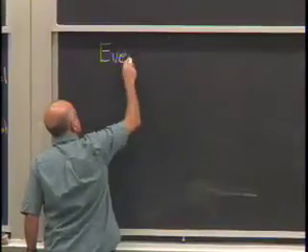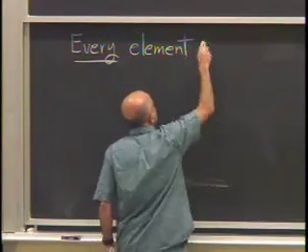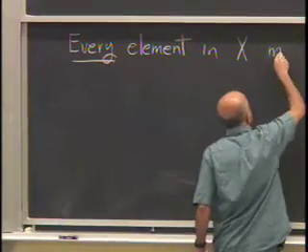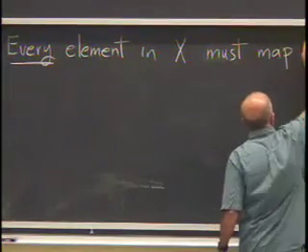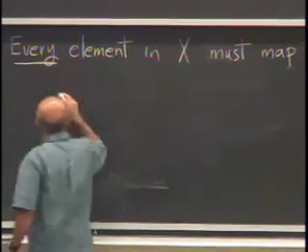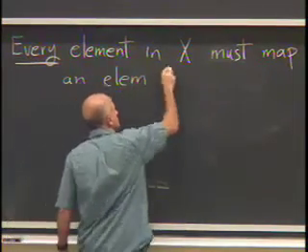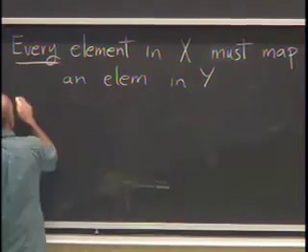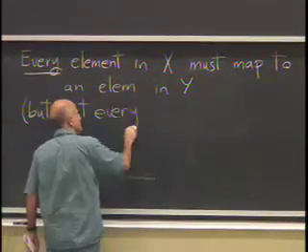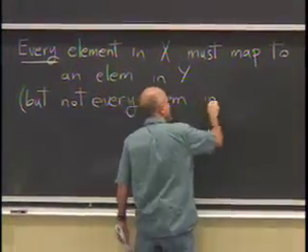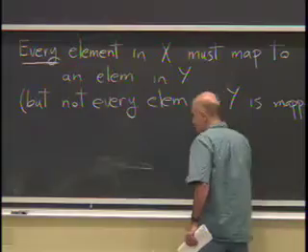So every element in X must map to an element in Y. And then in parentheses I'll say, but not every element in cap Y is necessarily mapped to.